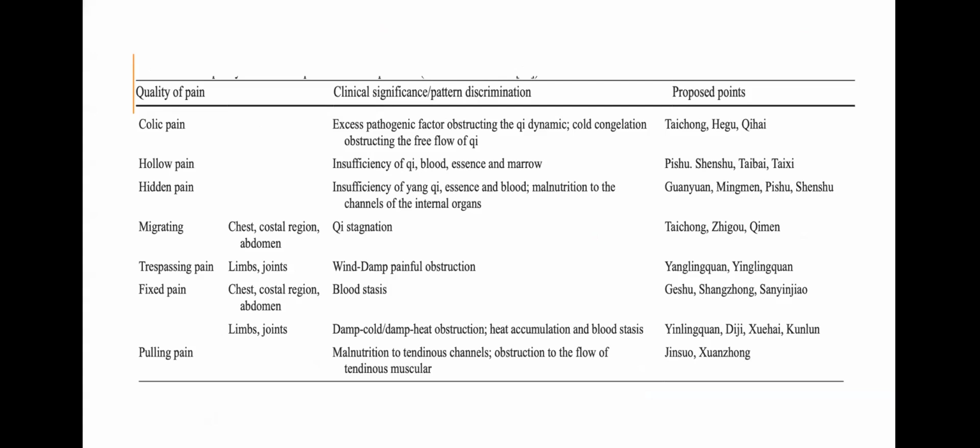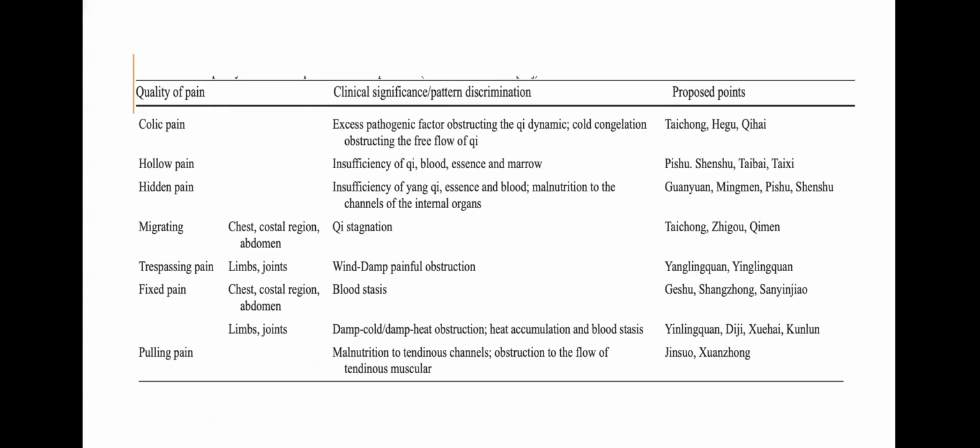Okay. If it's colic pain, its clinical significance is an excess pathogenic factor obstructing the qi dynamic, or a cold congelation obstructing the free flow of qi. You can use Tai Chong, Hegu, and Qi Hai. If it's hollow pain, it's insufficiency of qi, blood, essence, and marrow. You can use Pishu, Shenshu, Tai Bai, and Tai Xi. If it's a dull headache, it's insufficiency of yang qi, essence, and blood, with malnutrition of the channels of the internal organs. We can use Guanyuan, Mingmen, Pishu, and Shenshu.